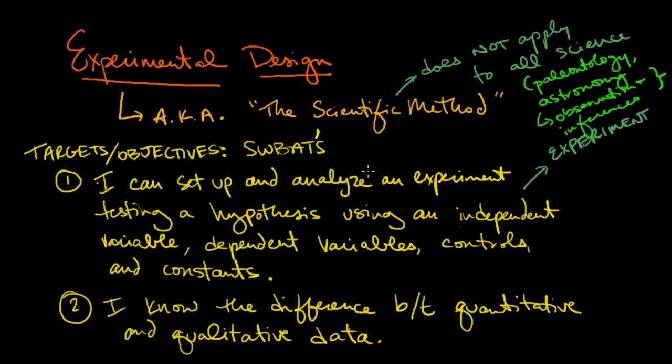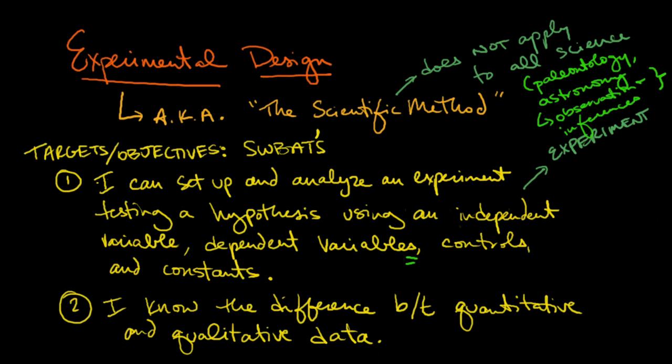Here are the targets. You can set up and analyze an experiment testing a hypothesis using an independent variable, dependent variables. Notice that there's an S there. Controls and constants. These should be familiar terms to you. And then the second objective we're going to hit in this is that I know the difference between quantitative and qualitative data. So let's go ahead and get started with this.